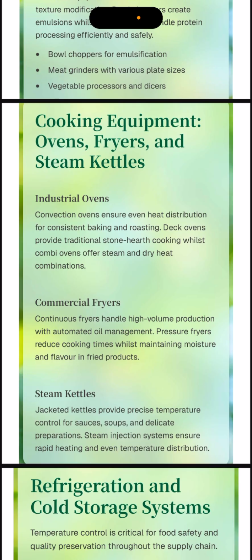Combi ovens. These are the most versatile, combining steam and convection heat. The steam injection keeps proteins like chicken or roast moist, while the dry convection heat provides the necessary browning and crisping.